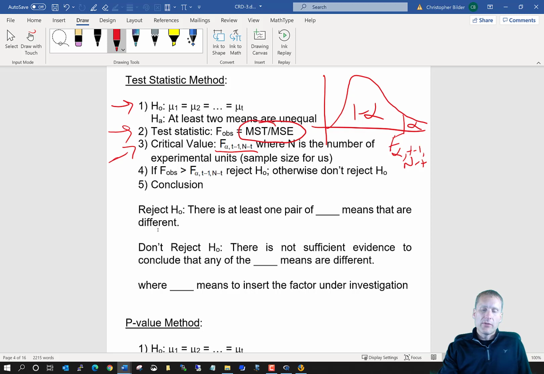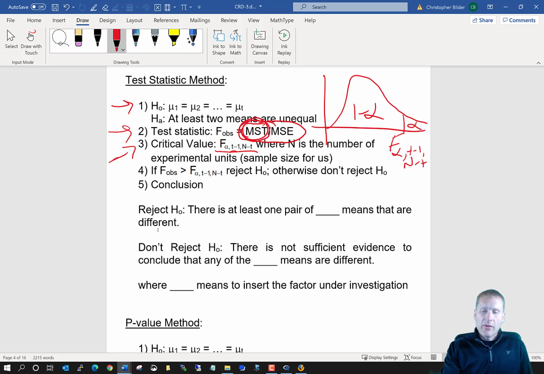Now, in terms of this critical value, we have T minus 1 as the first degrees of freedom. And again, we often equate that to a numerator degrees of freedom. And in fact, you would see this in MST. It's actually the denominator of MST itself.